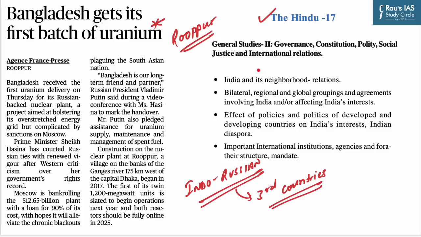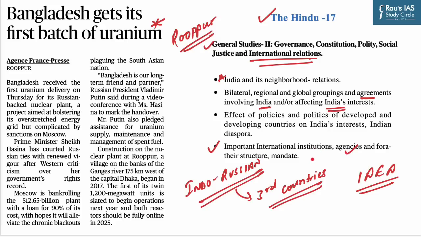So as you can see, your GS paper 2 syllabus under the topic of international relations, India and its neighborhood relations. Apart from this, bilateral, regional and global groupings and agreements involving India or affecting India's interest have been mentioned. Apart from this, the news article also talks about IAEA, that is International Atomic Energy Agency, which becomes important from this subpart of the syllabus that talks about important international institutions, agencies and their structure and mandate.